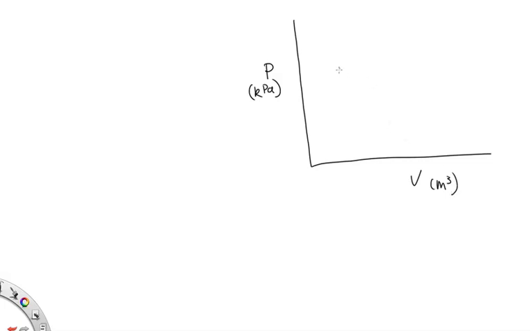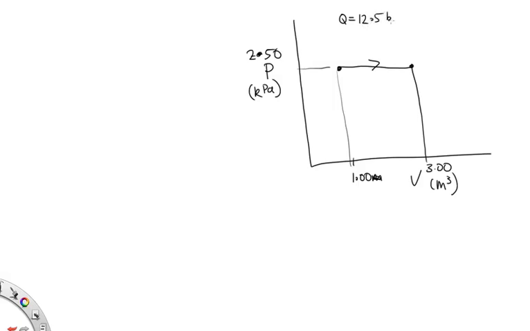We're told that it's an expansion from 1 meter cubed to 3 meters cubed at a constant pressure of 2.5 kilopascals. We're told that while it's undergoing this expansion, heat is transferred in and the amount of heat is 12.5 kilojoules. A good technique to use when answering these questions is to write what you know of Q, W and the change in internal energy above the path on the PV plot.